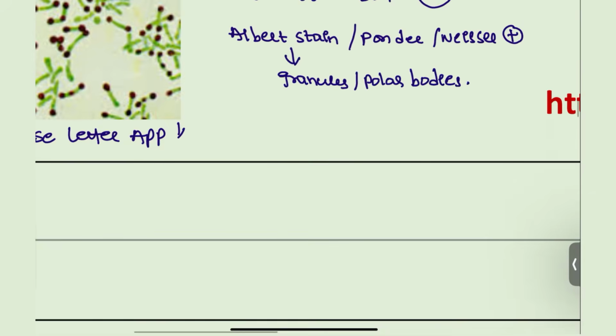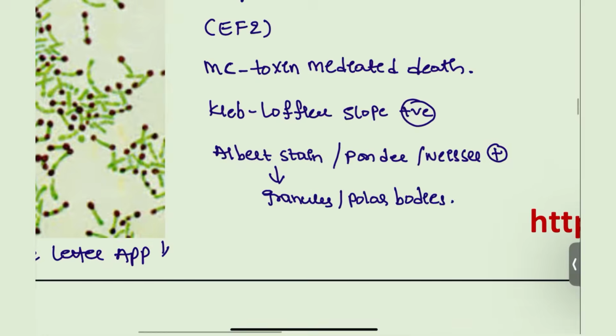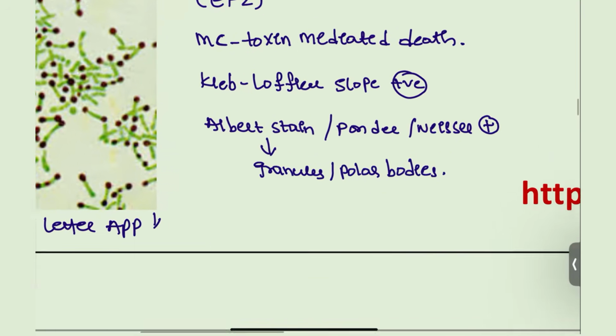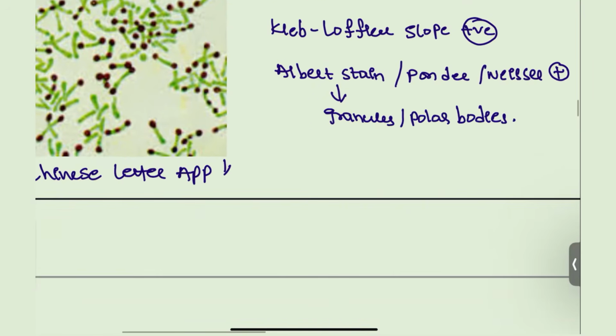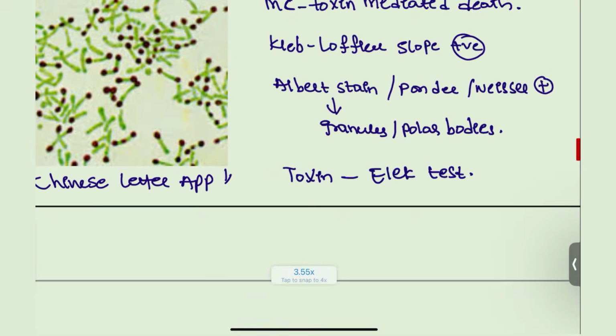And we also discussed it just now, right? The Loeffler's slope positive is also going to be seen here. And toxin, how are we going to see it? The toxin is positive in Elek's media. Okay, Elek's media or the Elek test, where we are going to see the positive of this disease.